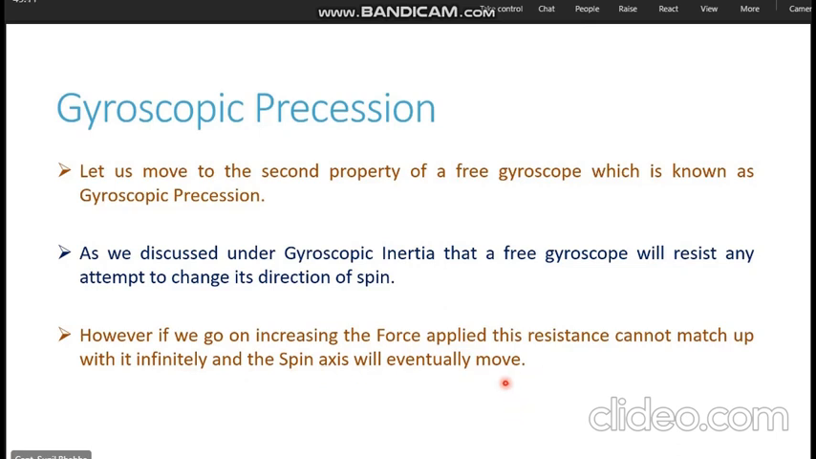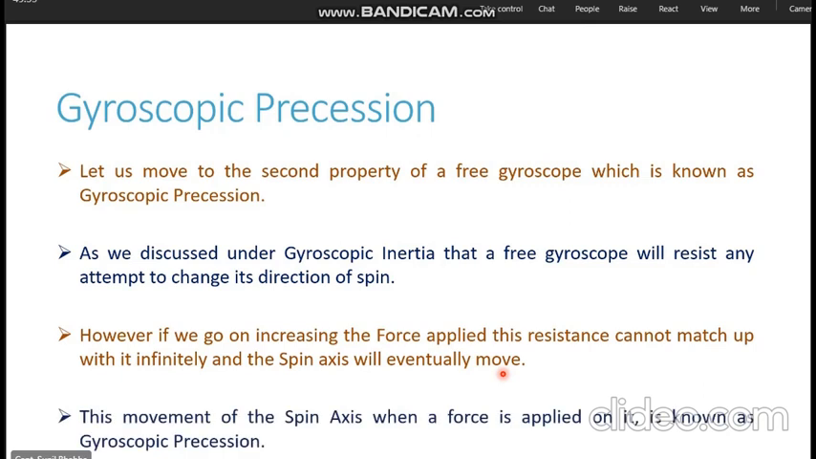To give you an example, let's say we have made a free gyroscope with a cycle tire, and we have imparted some rotational velocity to it, and it's moving now. You try to change the direction of its spin axis, it is going to resist any attempt. But let's say you were alone and you were trying to change its direction. It was resisting the attempt. You call your friends, so there are three of you now. Now all three of you try to change its direction of spin. Eventually, at some point of time, you can overpower it. You can overpower its gyroscopic inertia.